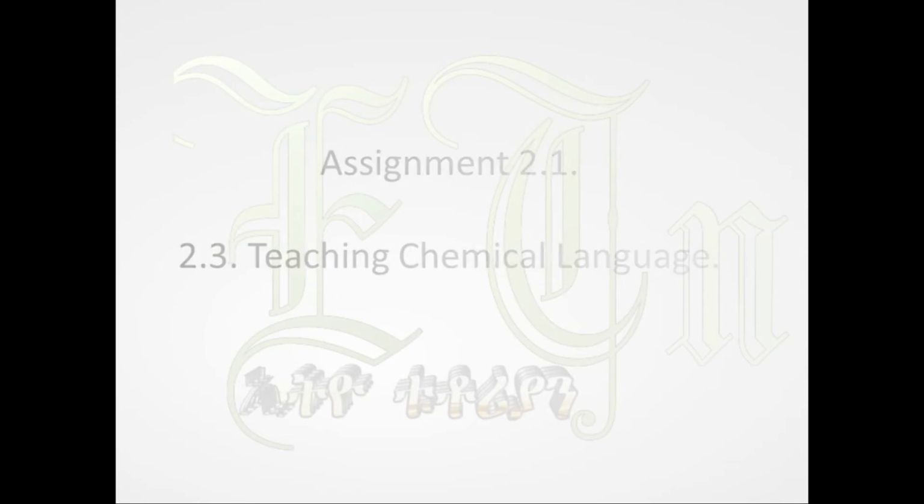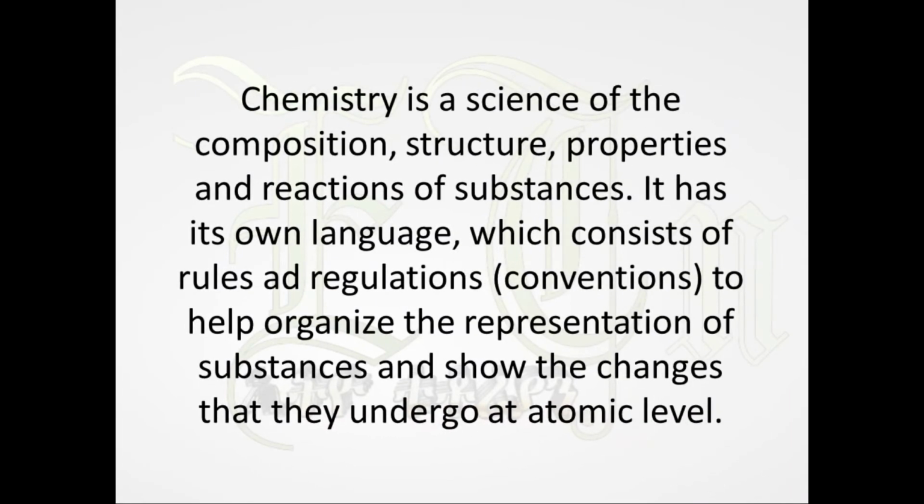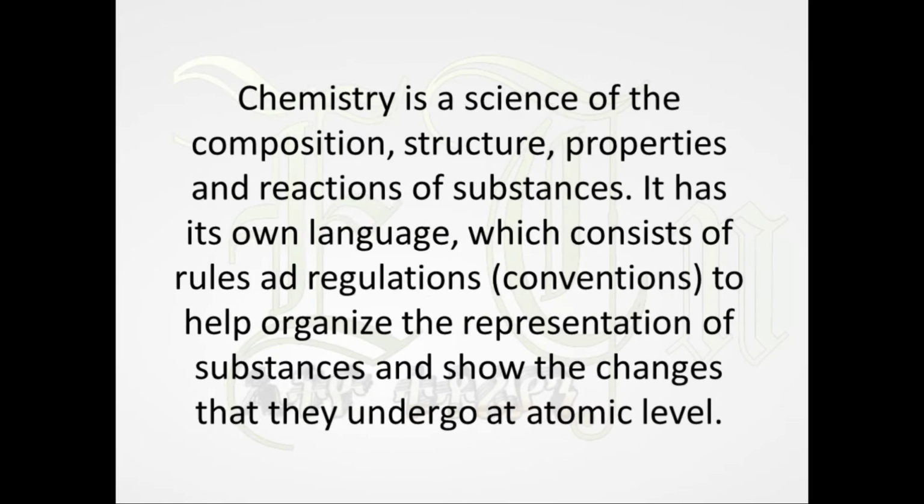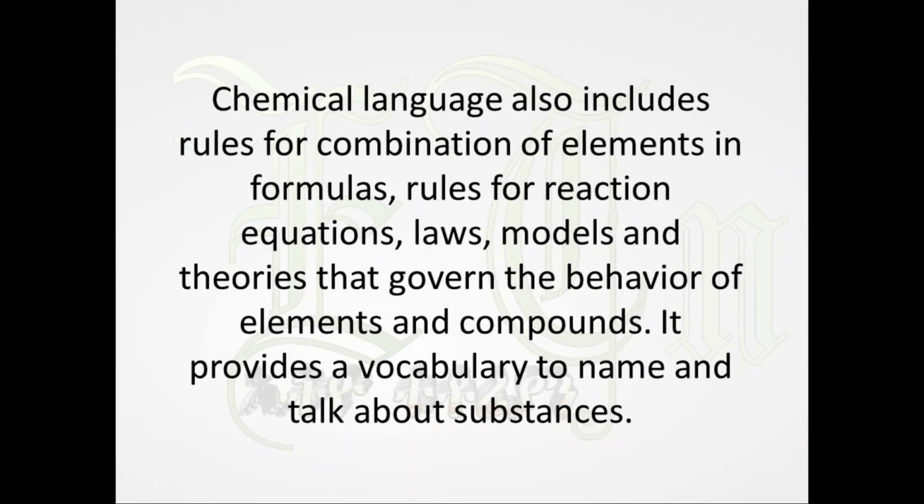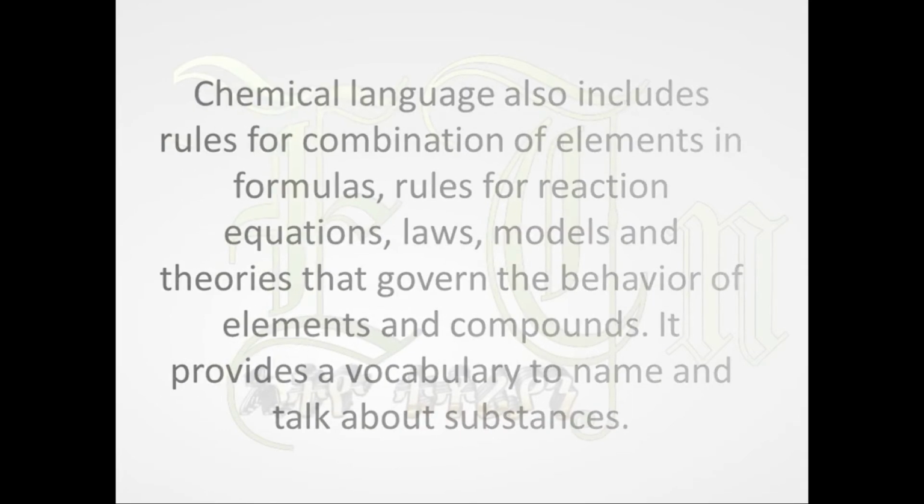2.3. Teaching chemical language. Chemistry is the science of the composition, structure, properties, and reactions of substances. It has its own language, which consists of rules, regulations, and conventions to help organize the representation of substances and show the changes that they undergo at atomic level. The language of chemistry consists of elements, chemical symbols, chemical formulas, chemical equations, and chemical names. Chemical language also includes rules for combination of elements in formulas, rules for reaction equations, laws, models, and theories that govern the behavior of elements and compounds. It provides a vocabulary to name and talk about substances.